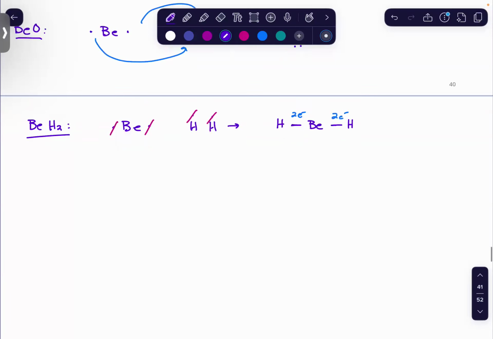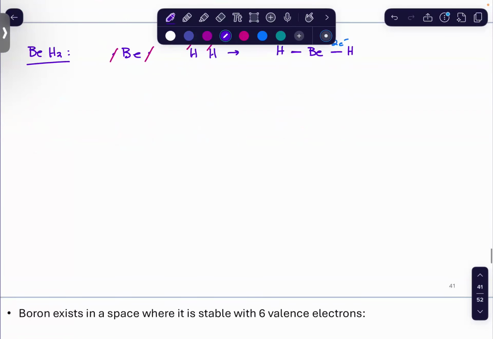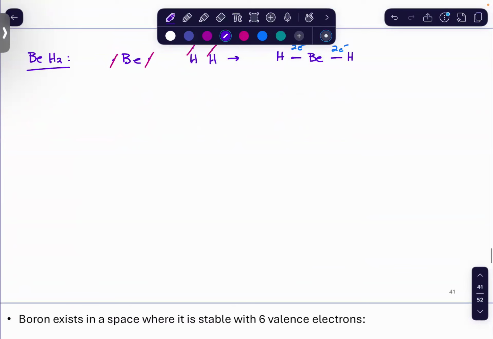Another interesting molecule is beryllium difluoride. And so again, this one may look like it's going to be ionic. This one's going to actually end up being covalent. I'm going to explain this to you, and I want you to follow along as best you can.